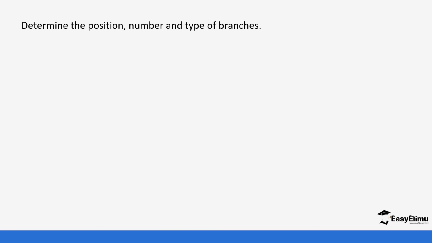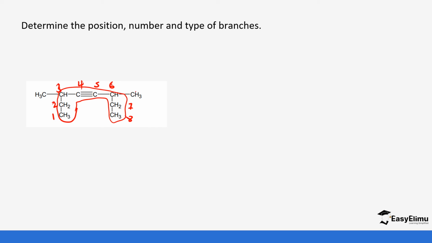And then after that, we determine the position, the number and the type of branches present. After giving the triple bond the preference, we start naming the branches. And remember when we are naming, we name them alphabetically. So for example, in our example that we were still using, let's try to name this. Remember this is in carbon number 4, 5, 6, 7, 8. So we have a branch here called methyl. We have another branch also called methyl.